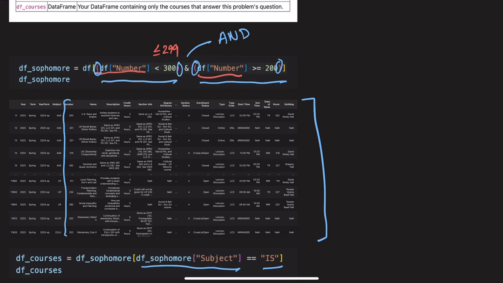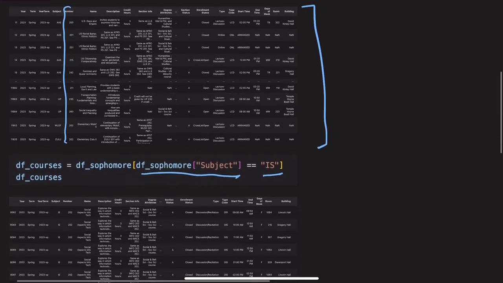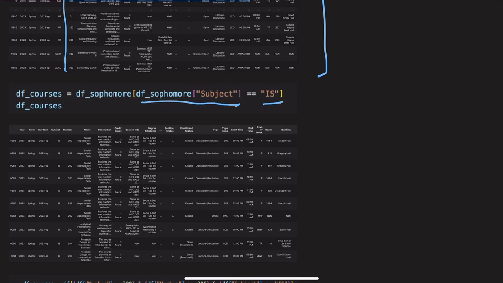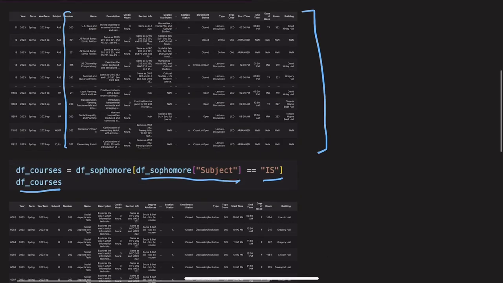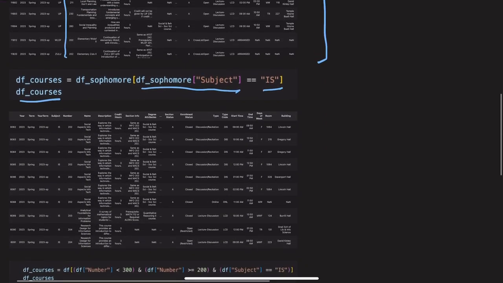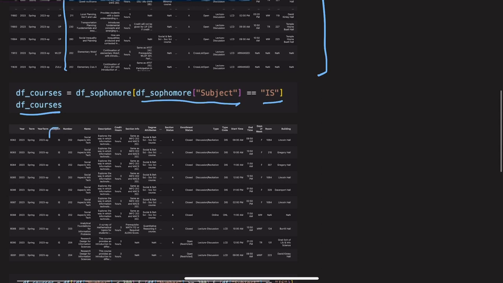But some of you guys may be wondering if I can do this all in one line. And yes, you can. So this is what our DF courses would look like. It's important to store the variable in DF courses because that's what they want the result to be stored in. This is what it would look like. As you can see, all the subjects are IS and all the course numbers are somewhere between 200 and 300.